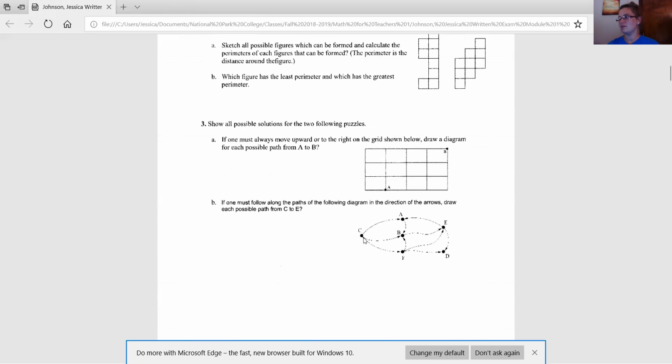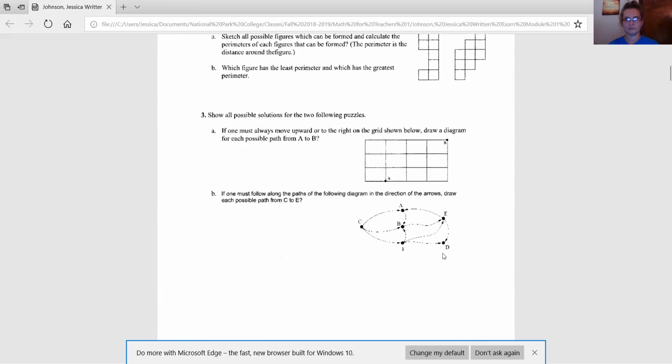And then I found C to B to E, and then I found C to F to B to E, then I found C to F to E. You can't go from C to F to D because the arrow is pointing back to D here.